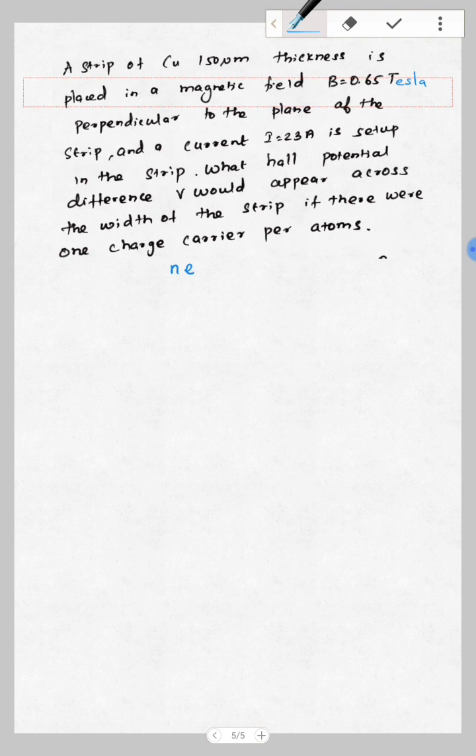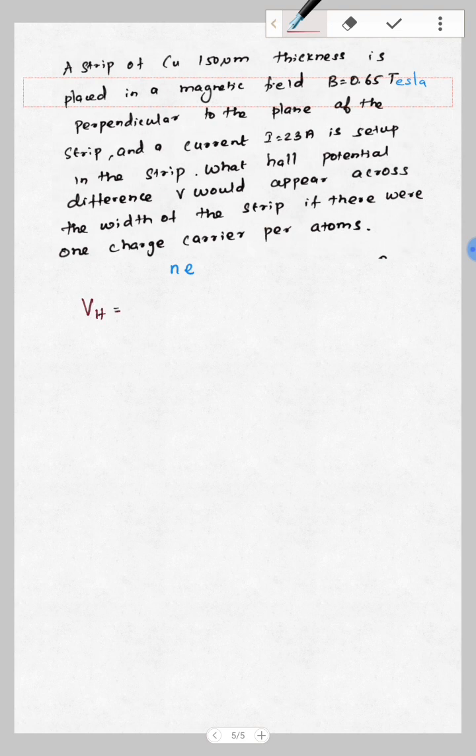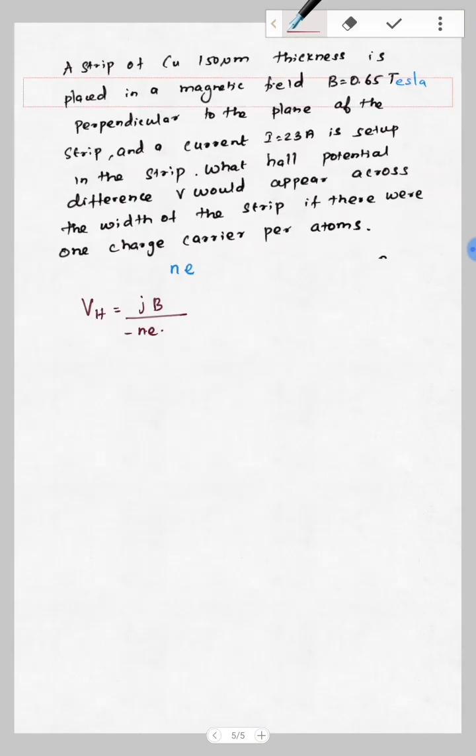the Hall field is nothing but J times B divided by minus ne. If I just recollect it, it is minus JB over ne. This is my Hall field.